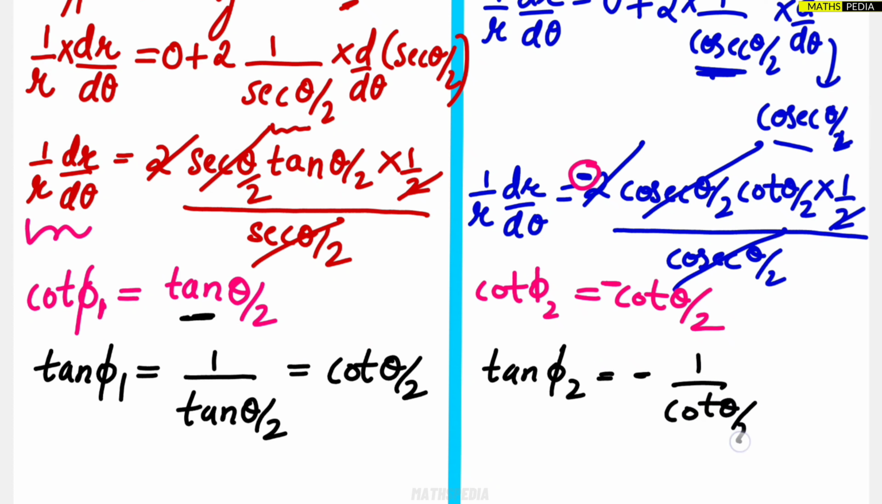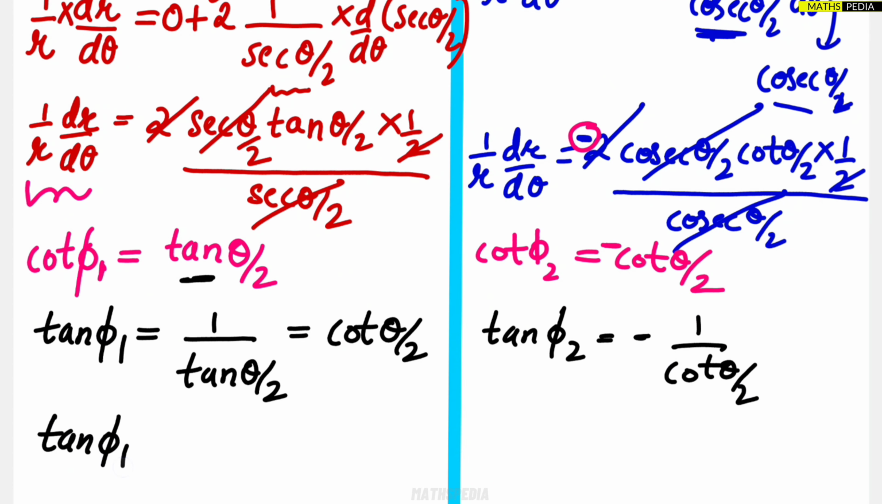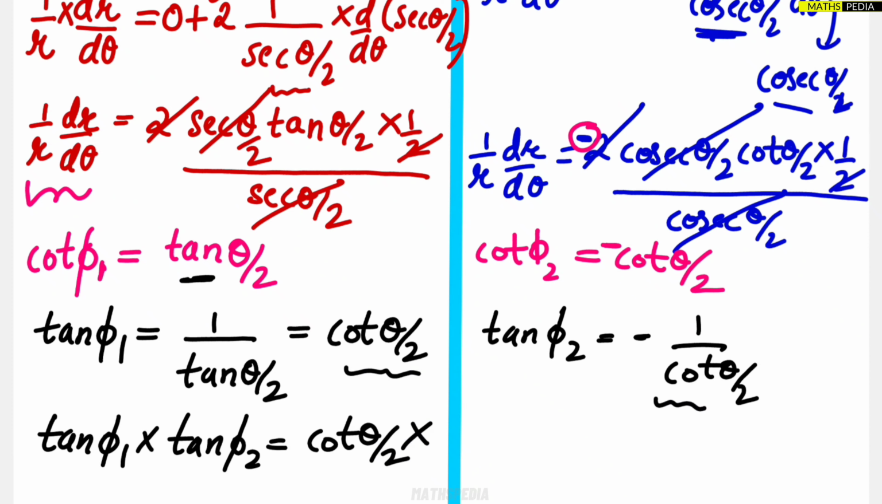theta by 2. Now what I am going to do, I am not going to convert it to tan and write. Why? Because what I need to find is tan phi 1 into tan phi 2. So it will be equal to cot theta by 2, this particular thing, into this particular thing, minus 1 by cot theta by 2. This is why I didn't convert, because this particular thing will cancel. What is left out? Minus is left out, so minus 1.